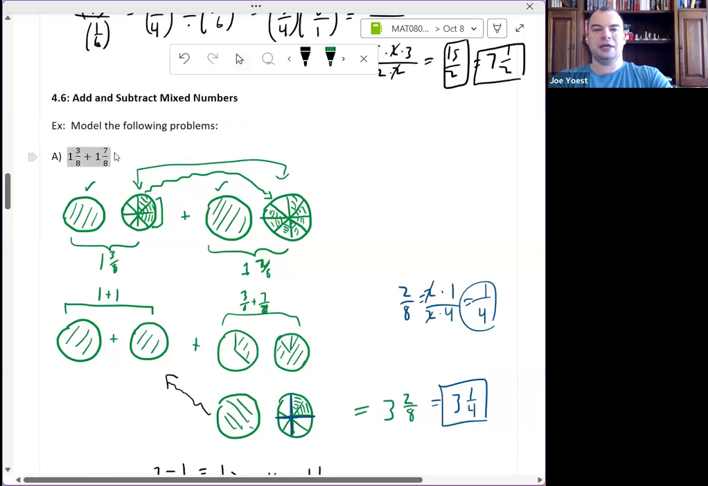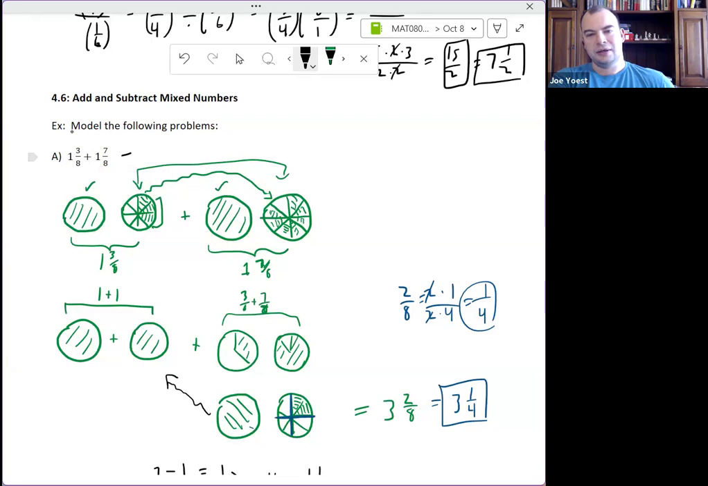And in addition, we just add the wholes and add the fractional parts, right? Adding the wholes gave me 1 plus 1 was 2. Adding the fractional parts gave me 3/8 plus 7/8 was 10/8. But that's really 1 and 2/8. So now again, I want to add 2 plus 1 and 2/8, or that's just 3 and 2/8, or 3 1/4.